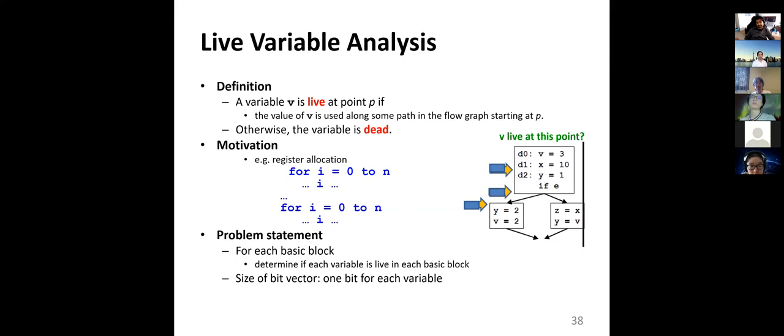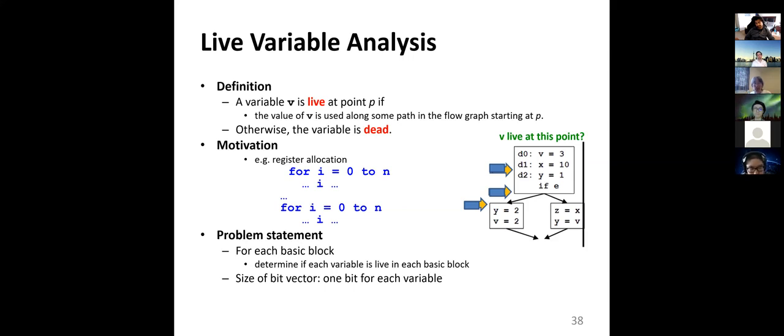So this other problem is live variable analysis. A variable is called live at point P in the program if its value is used along some path in the flow graph starting at P. Otherwise the variable is dead. So you see the difference with reaching definitions. In reaching definitions, we're asking whether this definition reached this point. Here we're asking whether the variable is live or not, meaning whether it's useful or not.